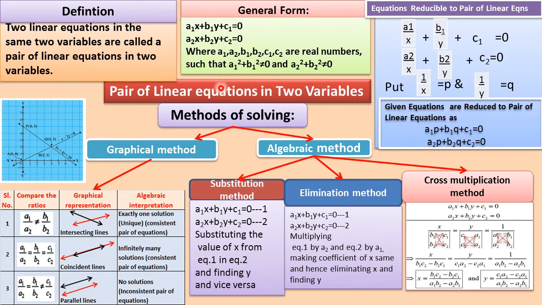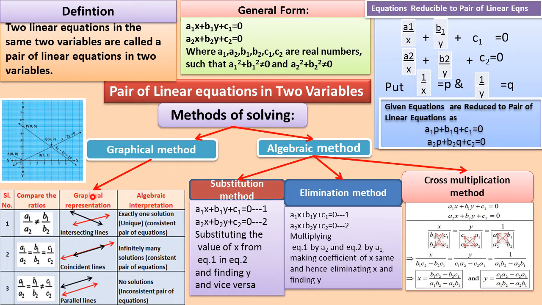Now, how to solve these given pair of linear equations in two variables? There are basically two methods. One is the graphical method and another one is the algebraic method. In the graphical method, using the graph, we can draw the two linear equations, and depending upon their intersecting points, we can find the solution of that pair of linear equations.